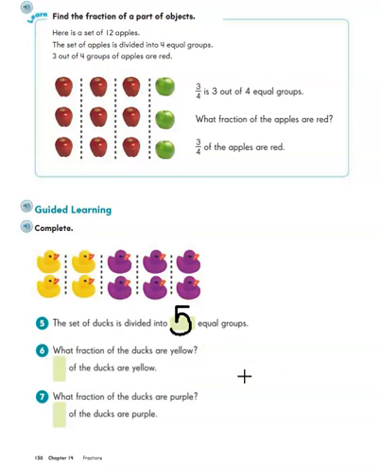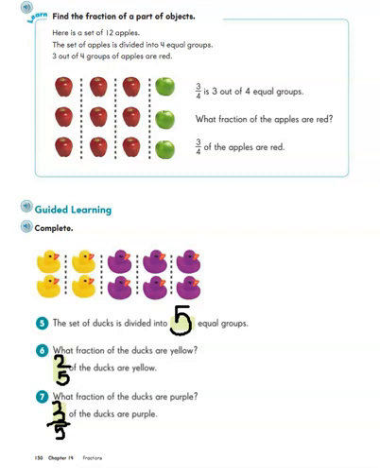So if we just look at the number of groups, 1, 2. So we've got 2 groups out of a total of 5. So that means that 2/5 of the ducks are yellow. What fraction of the ducks are purple? So that looks like 1, 2, 3 groups out of a total of 5. So 3/5 is purple.